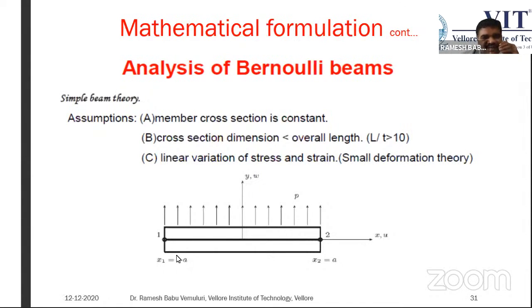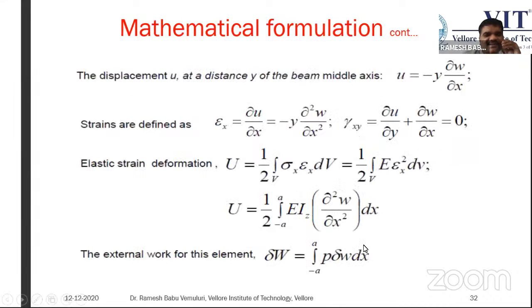Now, as it is a beam case, we have two nodes. In the y direction, w is the displacement, and in the x direction we have a u displacement. So then the displacement u at a distance y from the beam middle axis can be written as minus y dou w by dou x. Then the strain epsilon x is dou u by dou x, which is equal to minus y dou square w by dou x square. Gamma xy will be equal to 0 as there is no shear happening there.